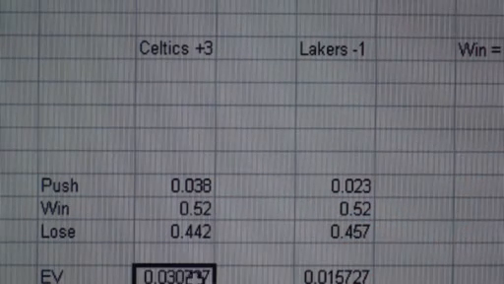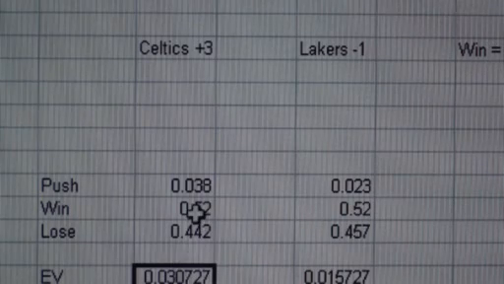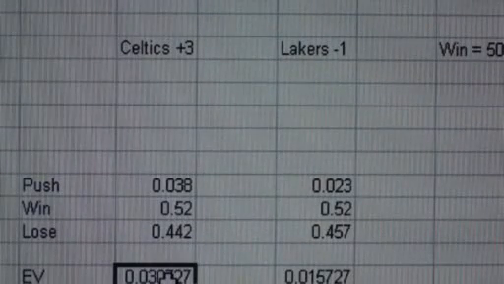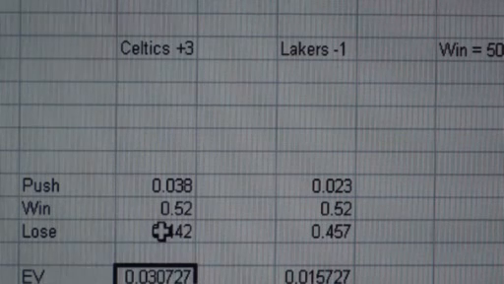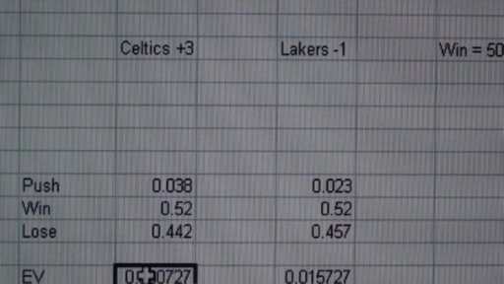The EV is pretty easy to figure out. You just look at your win percentage divided by 1.1, because you're laying 110, and you subtract from that the lose percentage, and you get an EV of a little over 3% on that bet.